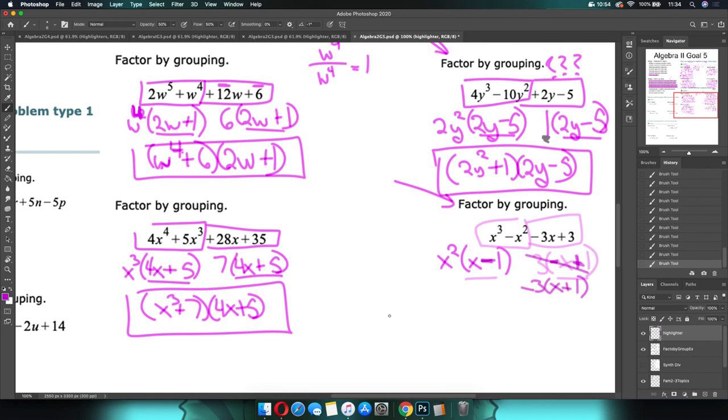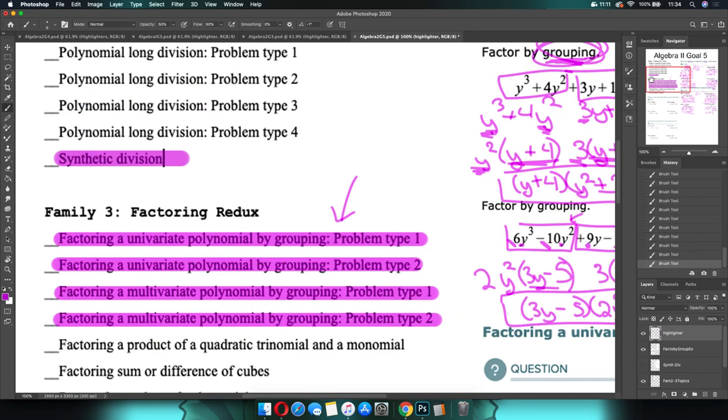And that's what's happening, is you're doing the same thing over and over. They're just very quietly ticking up the difficulty curve. So to wrap this up, we have, that's a minus, Mr. Barr, what are you doing? It is going to be x minus 1 parentheses x squared minus 3. All right, so that takes care of the problem type 1 and 2 for univariate.